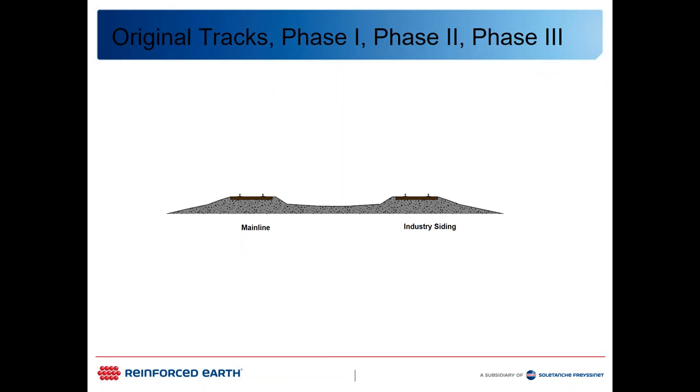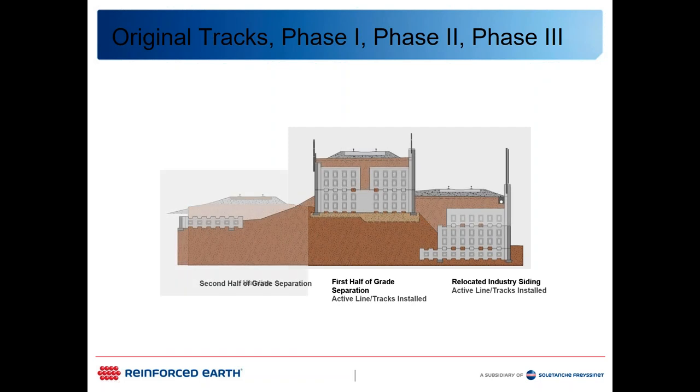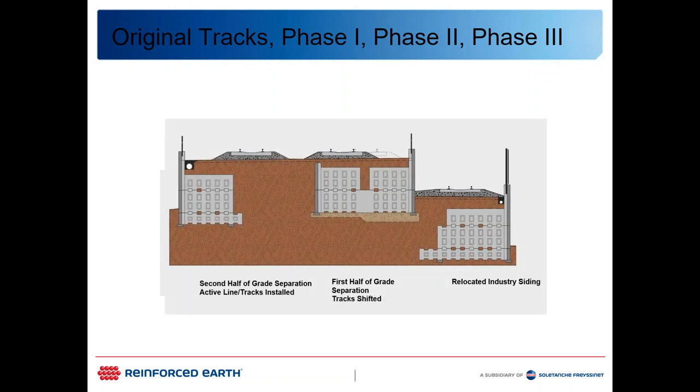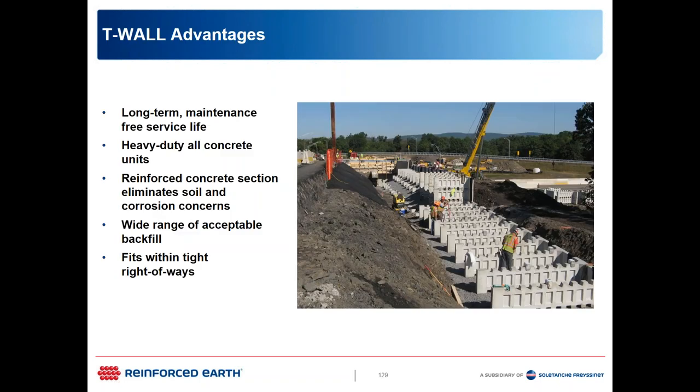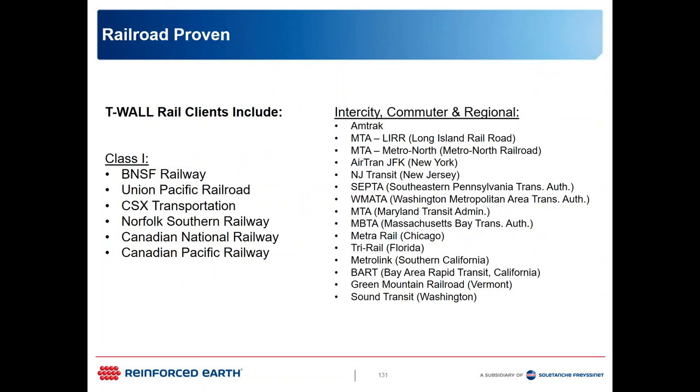This shows the construction process with existing tracks. Initially one phase is built; complete that phase, move the tracks to the completed phase, build the next phase, and the wall in the middle gets buried. At the end of the third phase, you have three sets of tracks. So that gives you a short introduction to the T-wall system and how it has been used very well for different kinds of railroad applications.